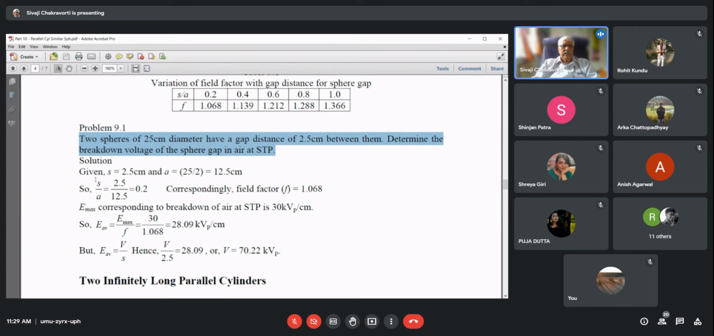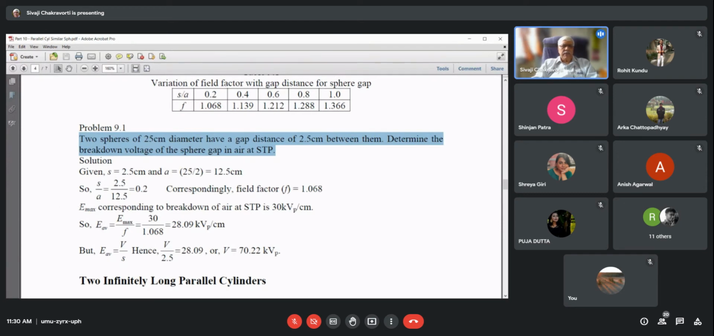And we move in this way that the gap distance S is 2.5, diameter is 25, so radius is 12.5, so S by A is 0.2. And from the previous expression, we find field factor is 1.068.